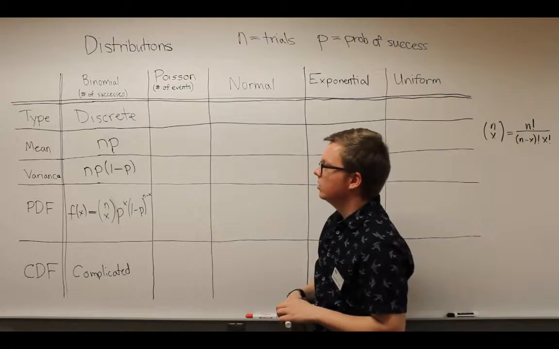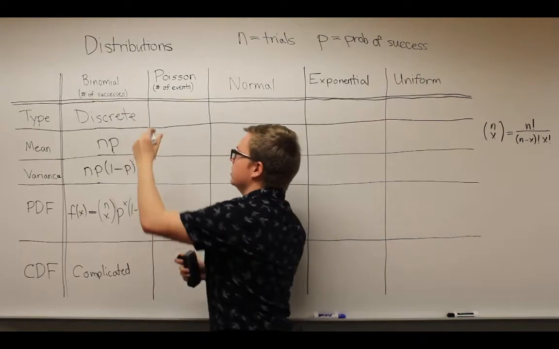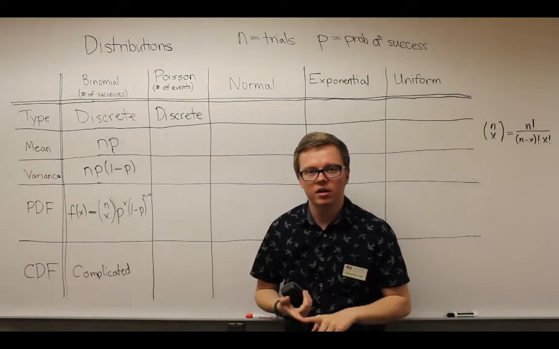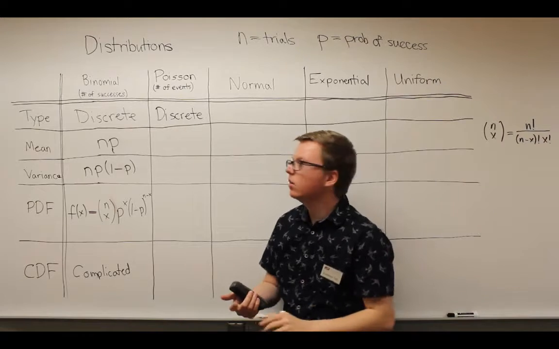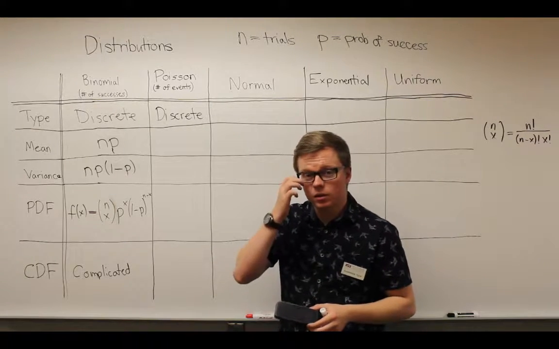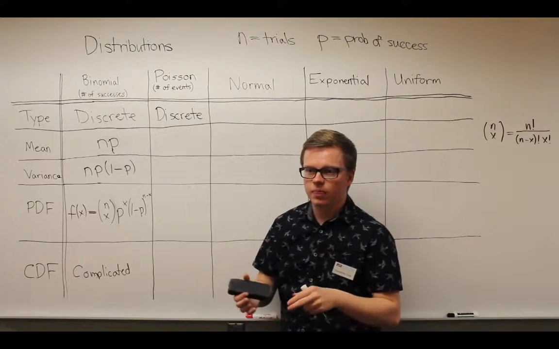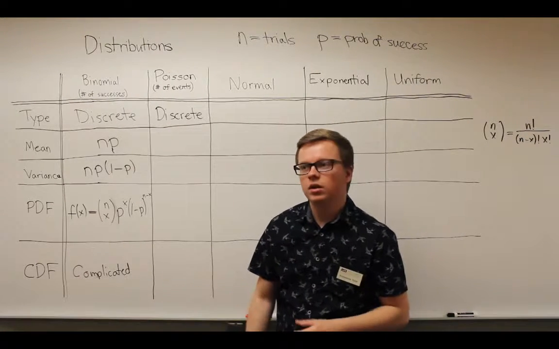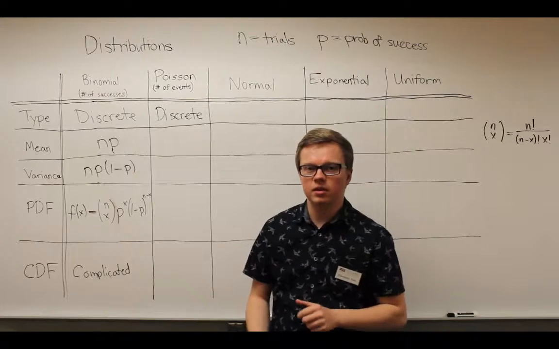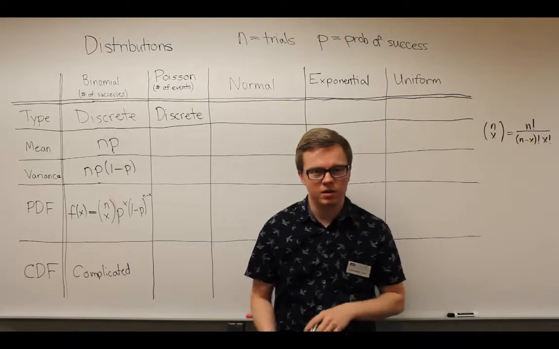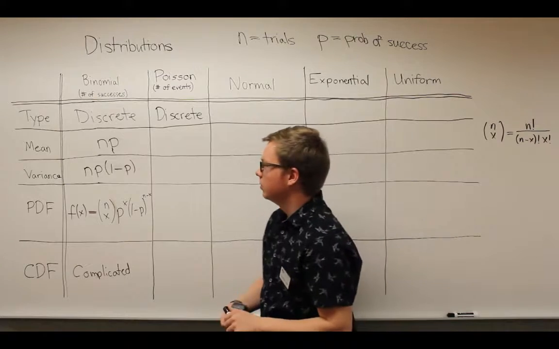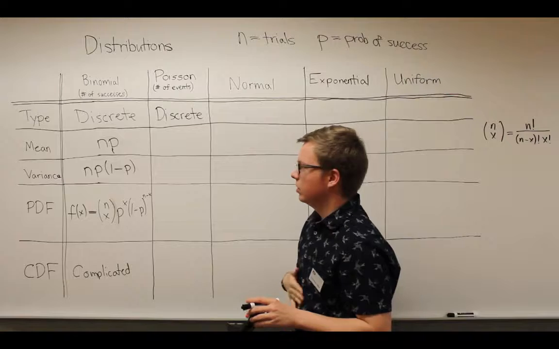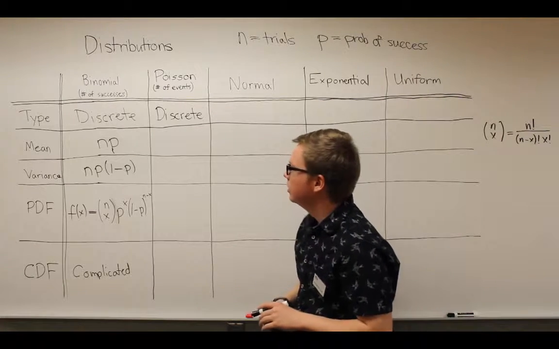Next we have the Poisson distribution. Now this is also discrete. It's used to count the number or find the probability of a certain number of events occurring within a certain time frame. So if you know on average how many calls a call center gets every hour, you can find the probability that they get 3 calls within the next hour, something like that. So it's discrete because again it counts the number of events. There's no fractions or anything.